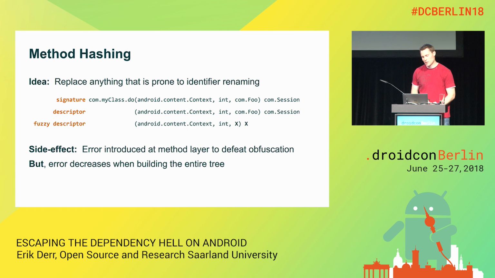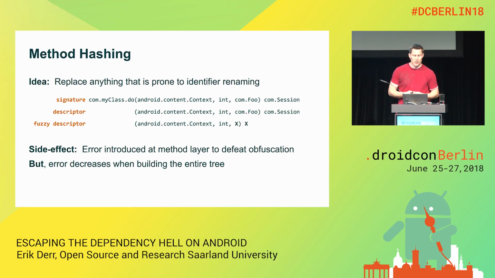Now, the insight here is that we intentionally introduced an error at that point to defeat the obfuscation. Because obviously, this fuzzy descriptor would not only match the original signature, it would also match similar signatures. But as soon as we are building the tree, adding hundreds of methods, classes, and more packages, then we receive a very unique Merkle tree that represents a profile for our library version.